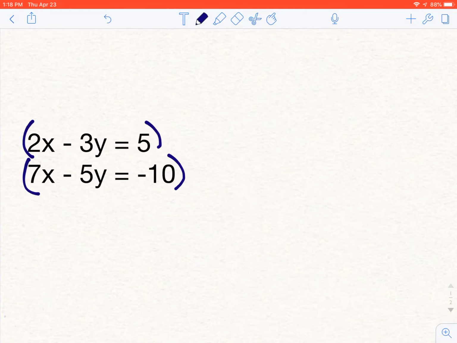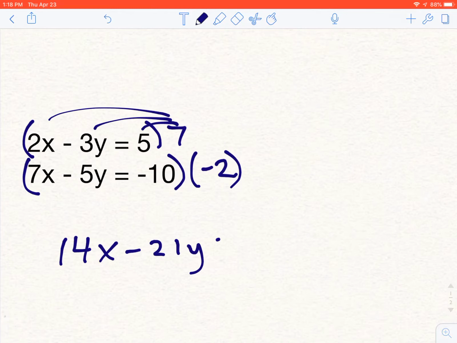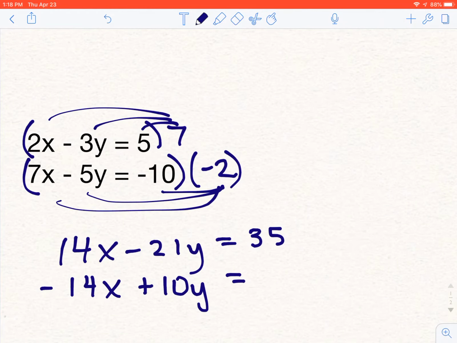So I'm going to multiply the first equation by 7 so I can make positive 14, and I'm going to multiply the second equation by negative 2 so I can have negative 14, because remember, I like to have them opposites. Distributing, and make sure you distribute to everybody, I get 14x minus 21y equals 35. And then distributing this to everybody, I get negative 14x plus 10y equals positive 20.